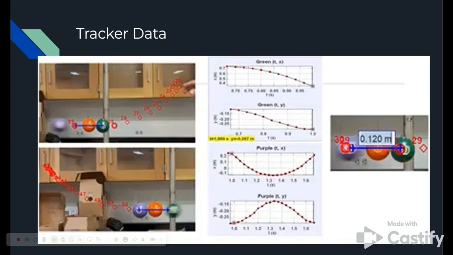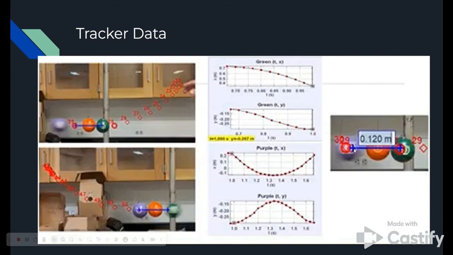So for our tracker data, sorry, it's a little blurry again, but basically it was curves and sine curves, so you could see the x and y position of each and how it was affected. It was basically like a cradle, like the name.